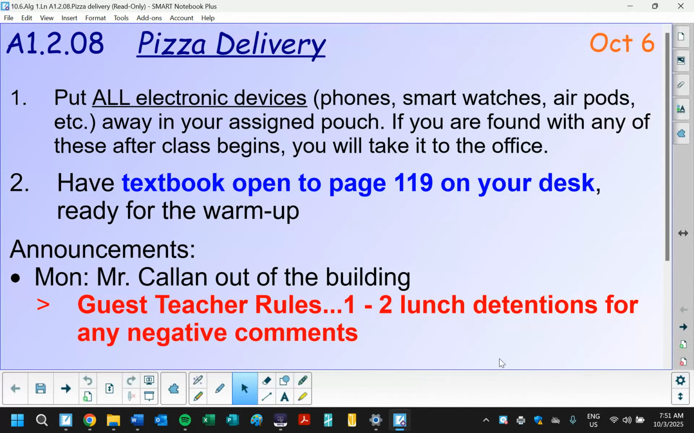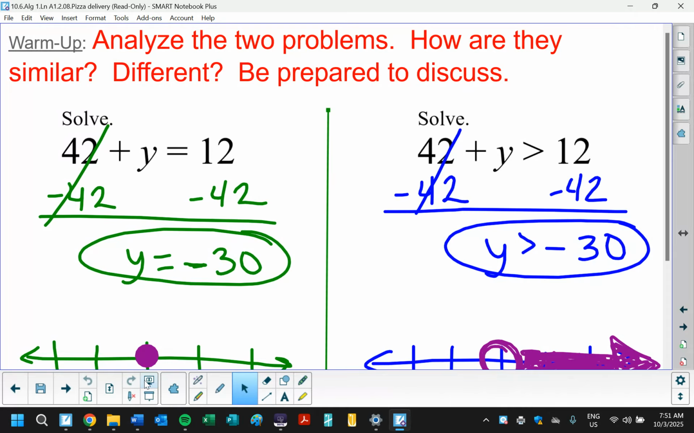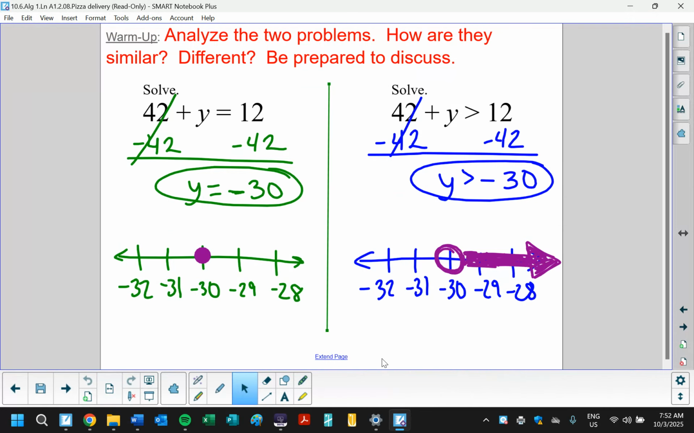Go ahead and make sure your textbook is open to page 119. And before we continue on with the textbook, I want you to look at these two problems. I want you to look at how they're similar, look at how they're different. Go ahead and think about that for a moment. Pause your video, come back in 1 minute.